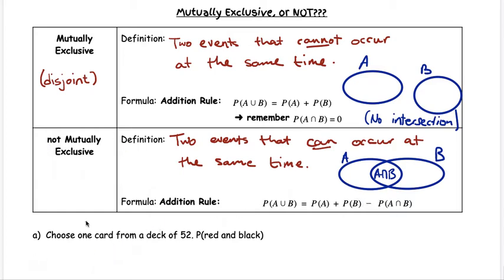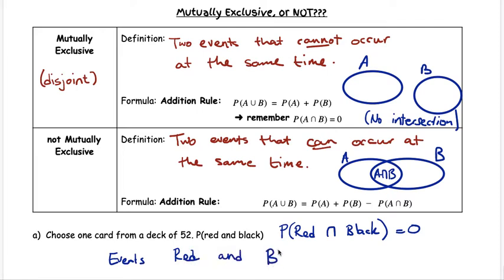So let's take a look at an example here. First of all, let's choose one card from a deck of 52, and what is the probability that this card is both red and black? If we think about this, the probability of a card being both red and black is 0. The probability of red and black equals 0, which means that the events red and black, these being two different events, are mutually exclusive.